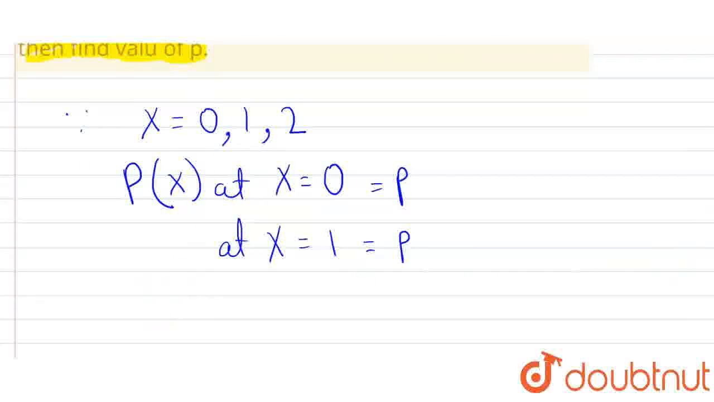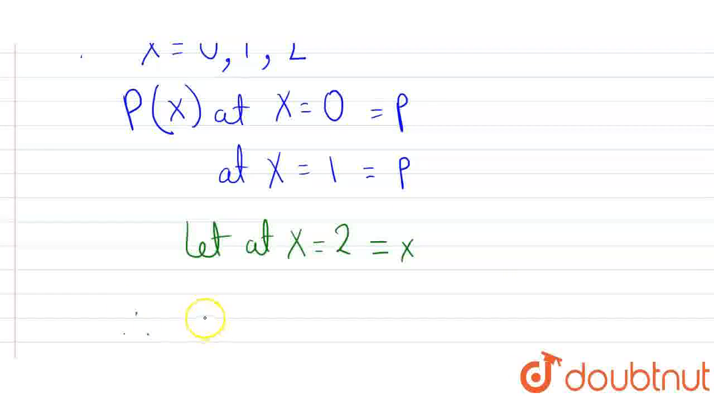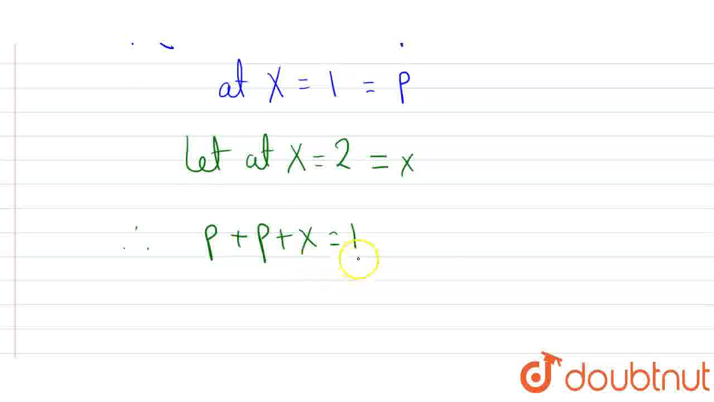So let us assume that P(x) at x equals 2 is x. Therefore we can say that p plus p plus x is equal to 1, since we know the sum of all the probabilities is equal to 1. So if we find the value of x from here, we'll have x equal to 1 minus p plus p, which is 2p, and 2p goes to the RHS and becomes 1 minus 2p. So we have the value of x.